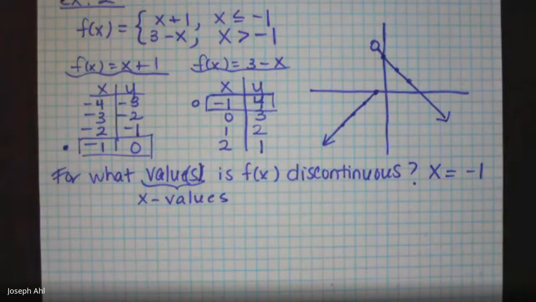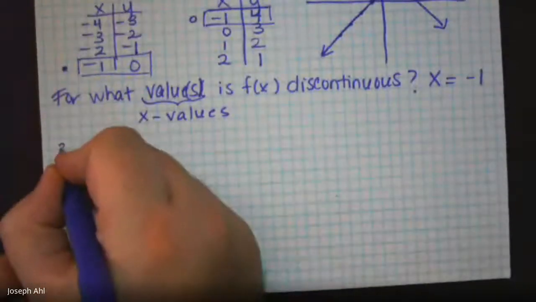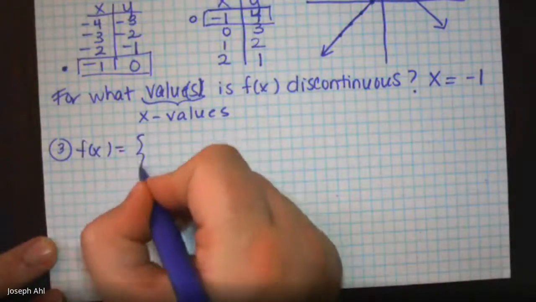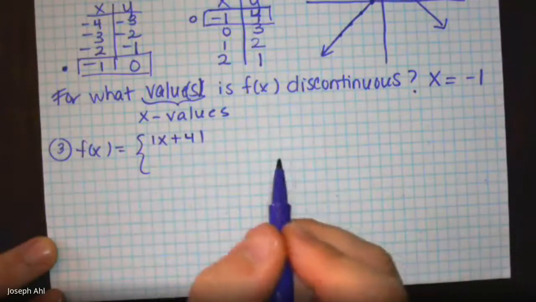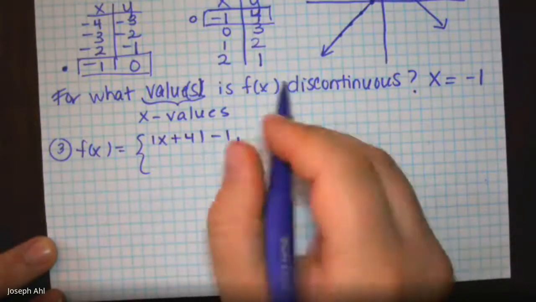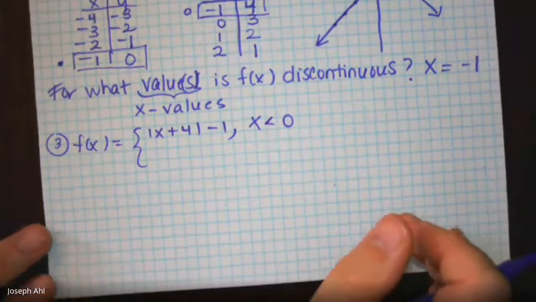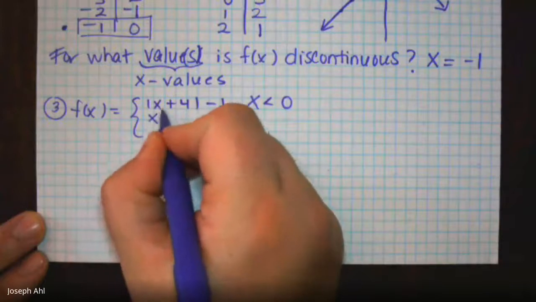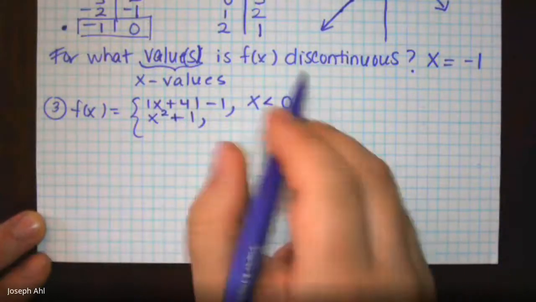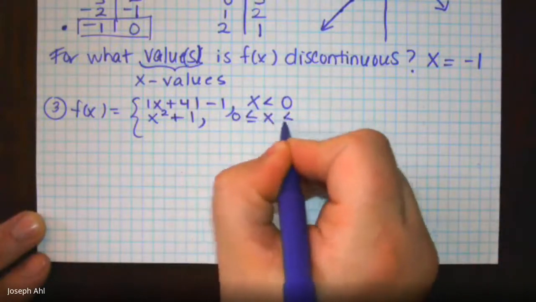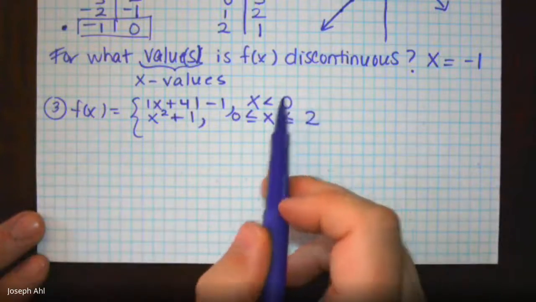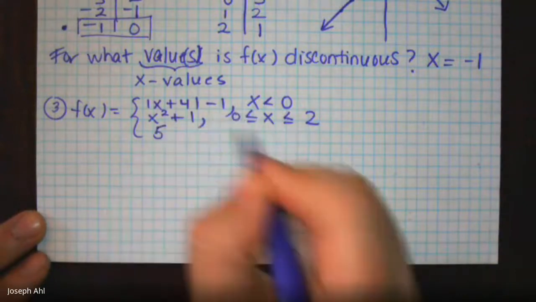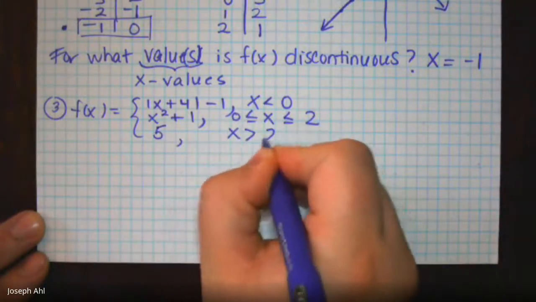All right, let's go ahead and try another example. So we'll call this example 3 here. I'm going to make 3 parts for this one. F of x equals the absolute value of x plus 4 minus 1 when x is less than 0. Then I'm going to do x squared plus 1, so we'll do a quadratic in the middle, when x is between 0 and 2, notice I put less than or equal to for both of those, right? Those symbols will be important. And then finally, we'll choose f of x equals 5 when x is greater than 2.